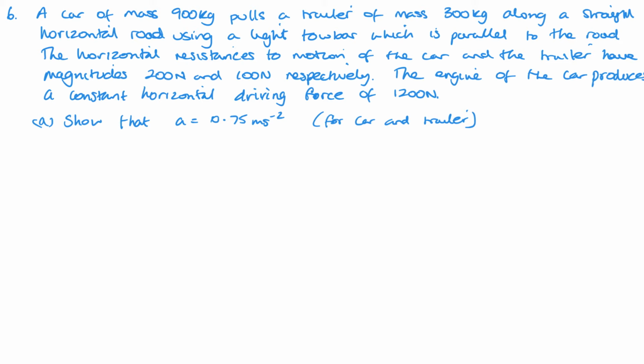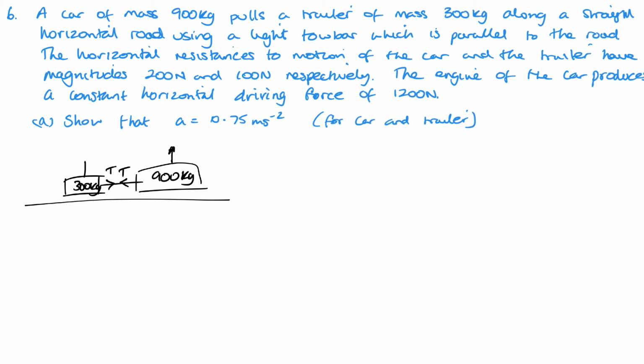Now for this question we have a car of mass 900 kilograms and it is pulling a trailer of mass 300 kilograms along a straight horizontal road, tow bar parallel to that road, so we've got our tensions there. Normal reactions, let's call them R1 and R2, and obviously our weights, which are 900 and 300 times g.